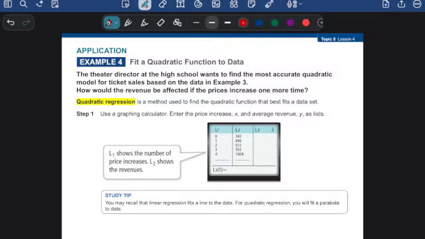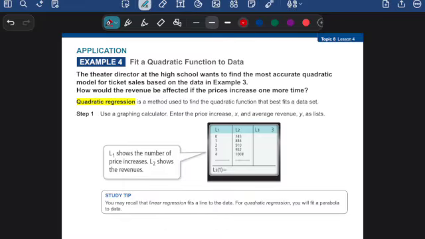Example 4: the theater director at the high school wants to find the most accurate quadratic model for the ticket sales based on the data in example 3. How would the revenue be affected if the price increases one more time? So this is where we're doing the quadratic regression. I already did this on the calculator.